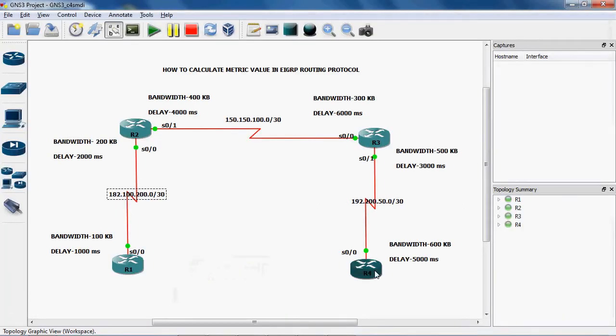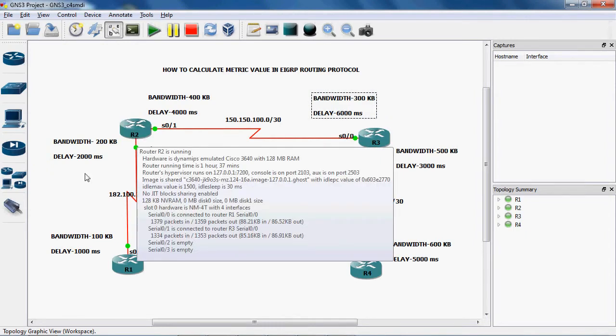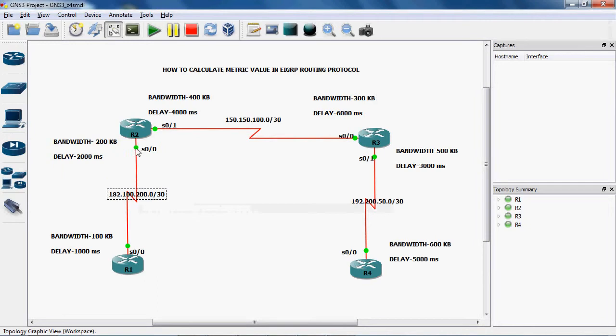Okay, so R4 router is connected to R3 router through which port? Serial 0/0. In this port we can assign the bandwidth and delay. Next, R3 router is connected to R2 router through serial 0/0, and in this port we can assign bandwidth and delay. Next, R2 router is connected to this network through serial 0/0, and in this port we can also assign bandwidth and delay. So using these three bandwidth and delay values we can find out the advertised distance and feasible distance of this network.